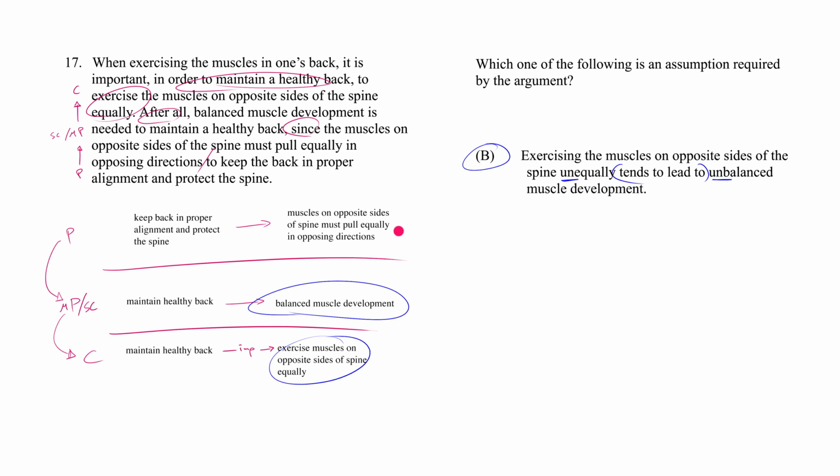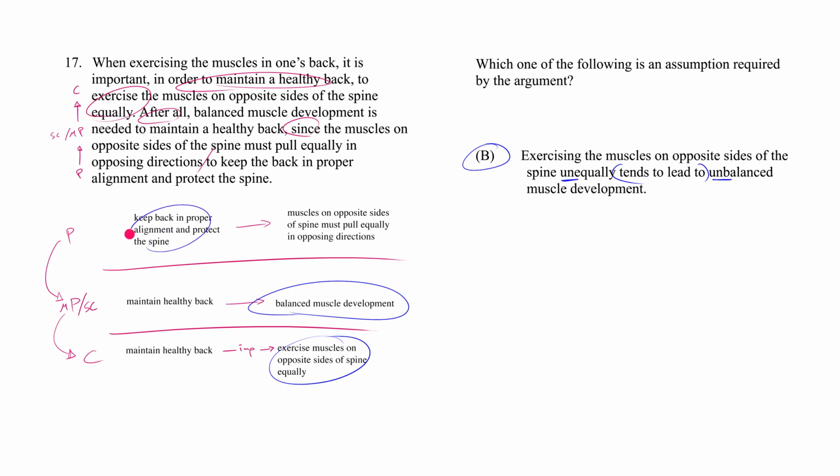Well, the premise is saying keeping your back in proper alignment and protecting the spine necessitates muscles on opposite sides of the spine pulling equally in opposing directions, right? Okay, now I have to accept this statement, right? This is now the premise. So this is definitely true. If this is true, does it mean that this has to be true? See, not really, but with some common sense fudging, maybe, right?